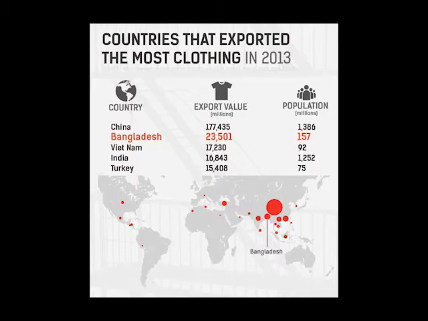I exploit the potential of using location and size in my locational display showing the top garment exporting countries of 2013 by using a circle that is scaled by size on each country included in the data to show where the country is located and also the degree to which that country exports clothing.